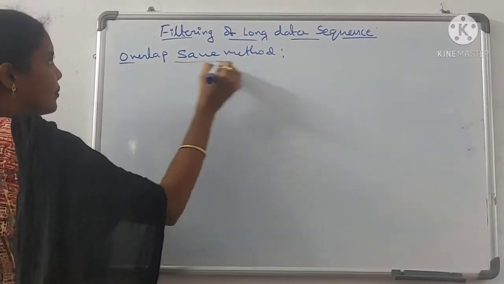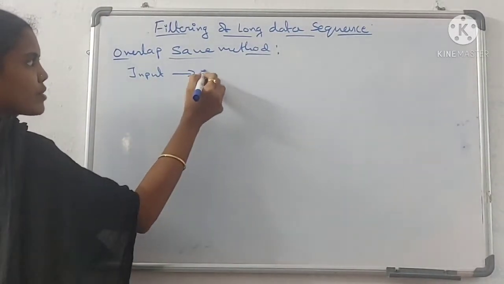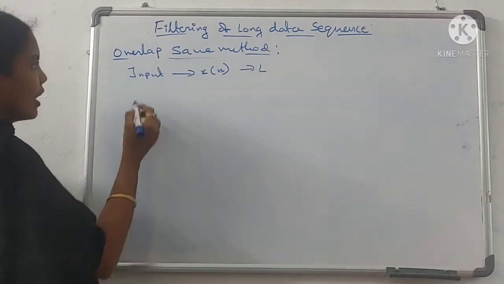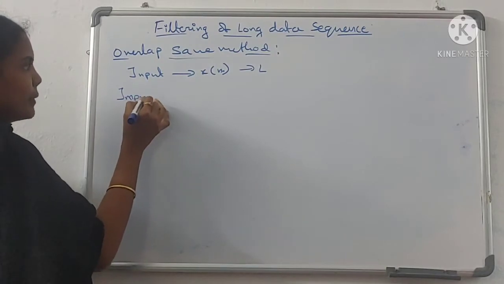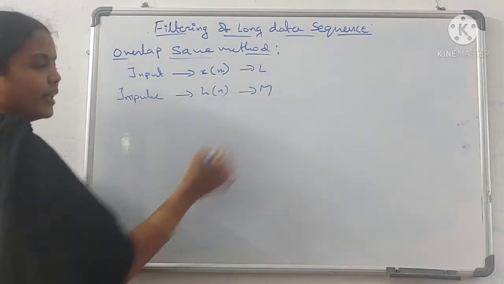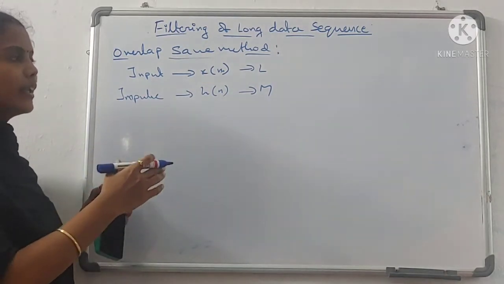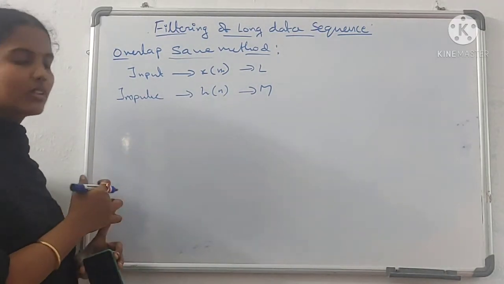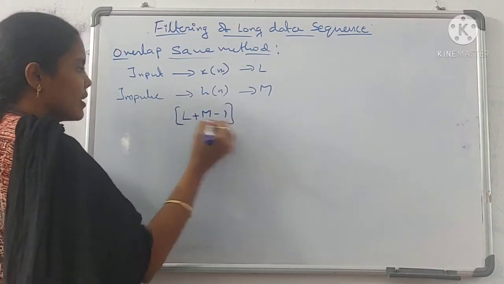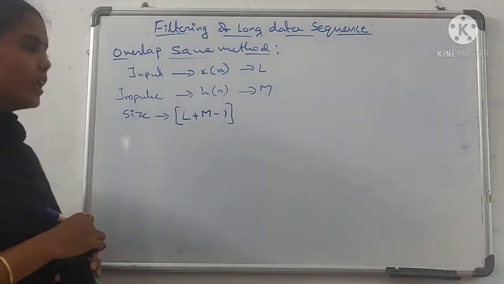In this method, the input sequence, represented as x of n, has length L, and the impulse response, represented as h of n, has length M. In the overlap save method, the entire input signal is divided into blocks of size L plus M minus 1. This is the size of each block.